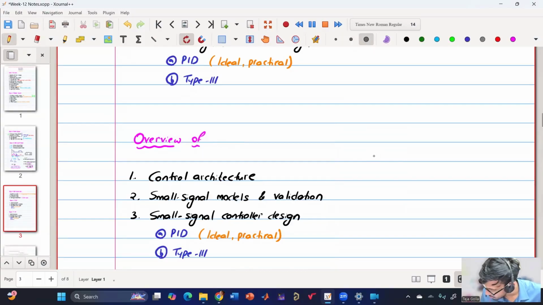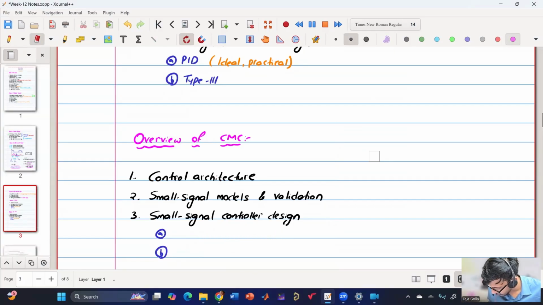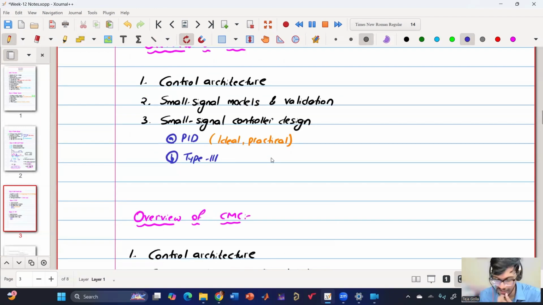So overview of current mode control. In the case of current mode control, everything is the same except we have PI here and then type 2. With PI, there is no issue like derivative. So we have PI controller tuning and then we have a type 2 compensator. One more thing I would like to add here: we have done small signal controller design and we have also done large signal controller design to achieve optimal performance.